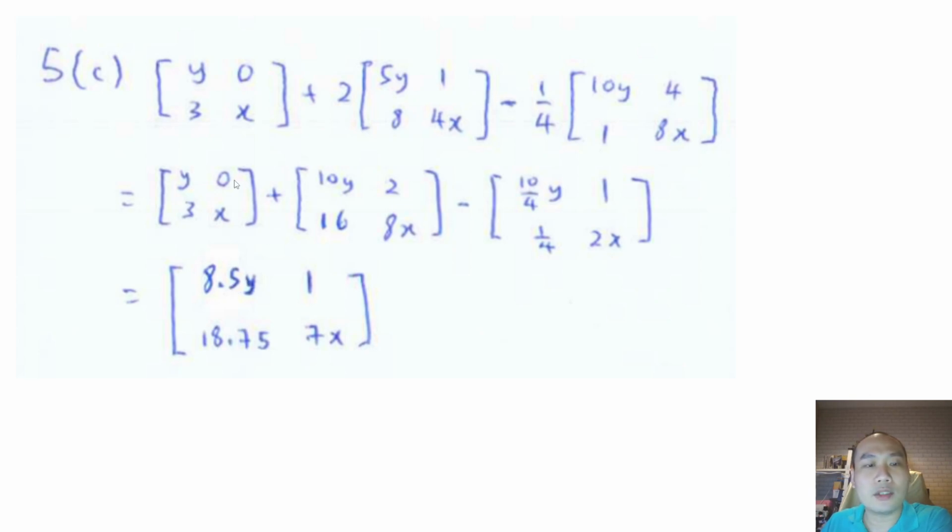Then on the bottom, second row, first column, 3 plus 16 minus 1/4, 18.75, or you can write it as 18 3/4. It's fine as long as you write it clearly enough. So we have a 0 plus 2 minus 1, so it's 1 over here. And x plus 8x, 9x, 9x minus 2x, we get 7x over here.